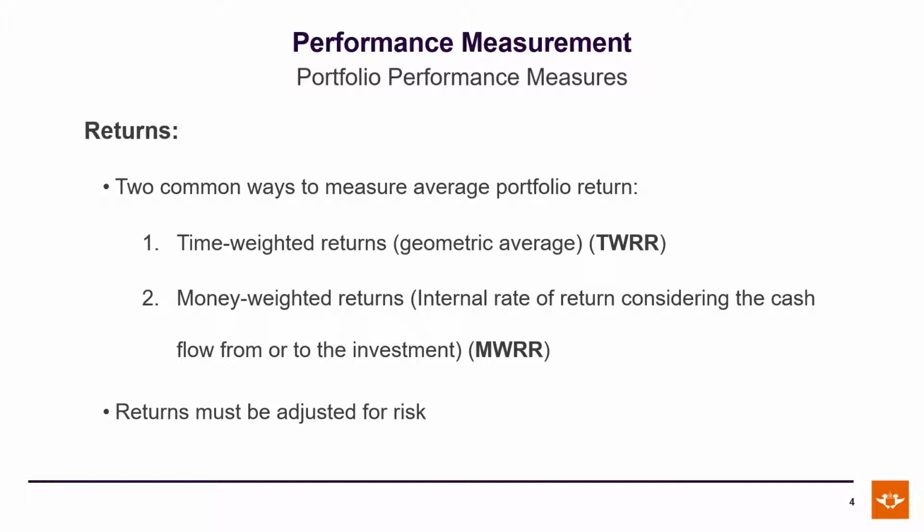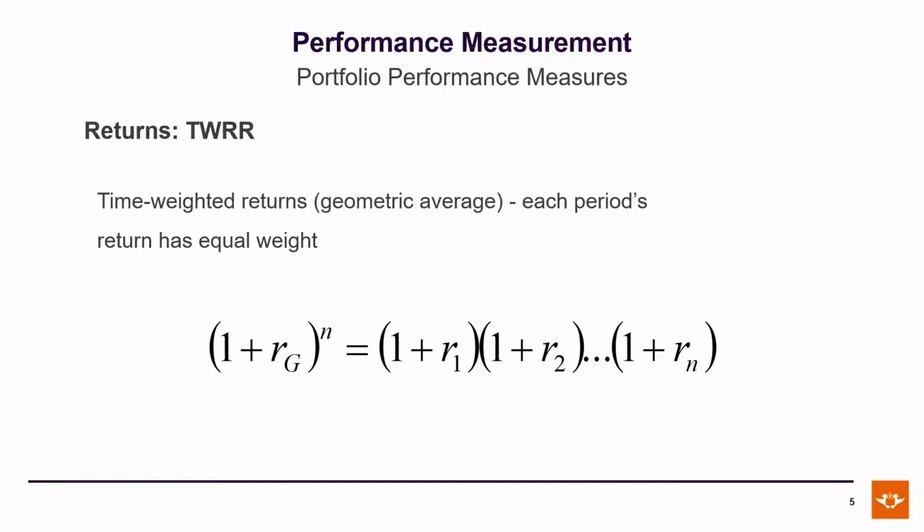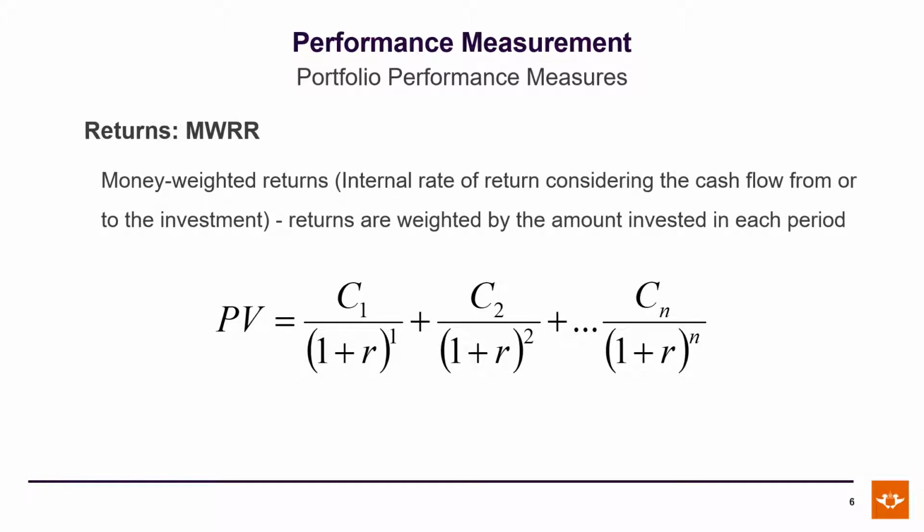A time-weighted rate of return is a geometric average of the returns that have been generated over the performance period. Each period's return, as we know, has an equal weight. When we look at money-weighted rates of return, or internal rates of return, the returns here are weighted by the amount that is invested in each period, as we can see from the cash flow formula below.